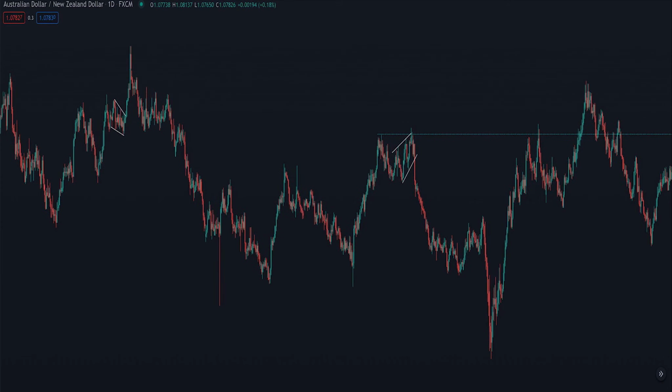Now, again, I'm not saying that you can't plot these large patterns or take entries on these large patterns. I'm just saying don't focus on them too much, because yes, they can give you some massive rewards. However, they just really don't play out very often, and you really don't want to be relying on one big trade to make your year.